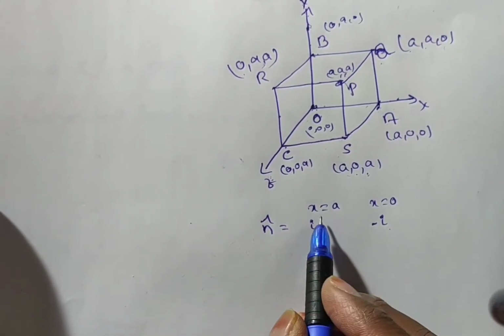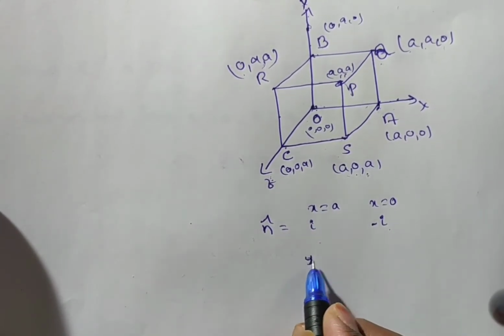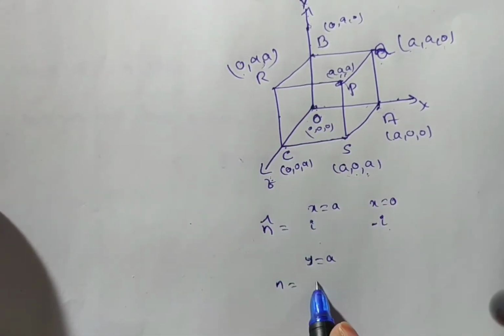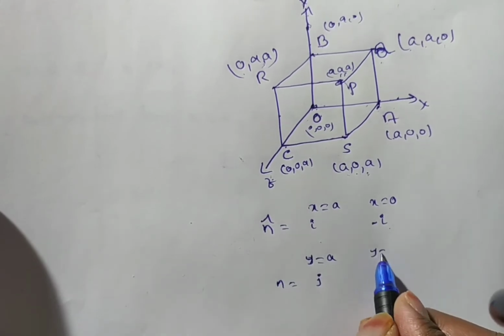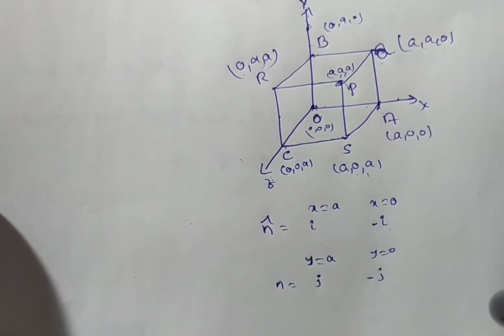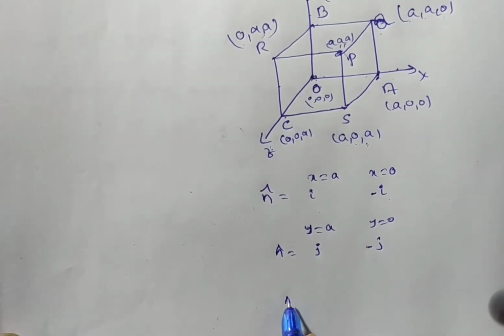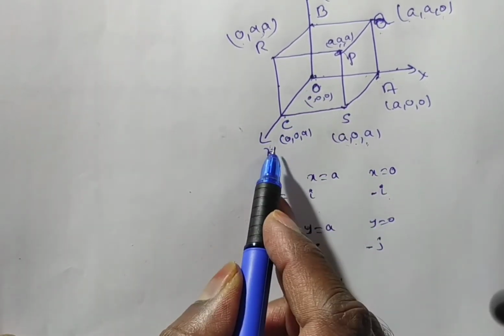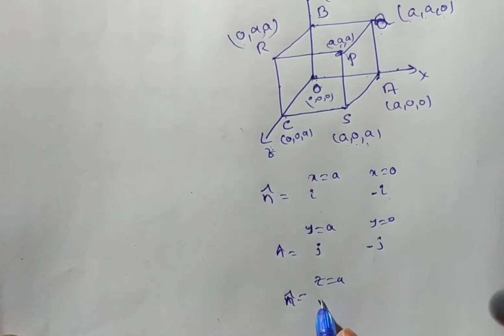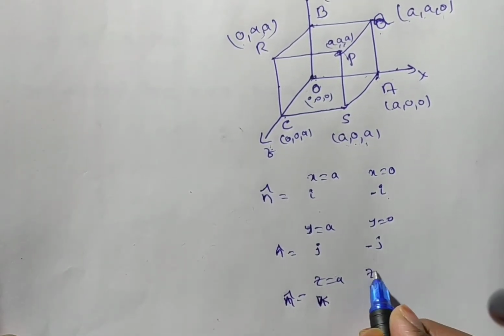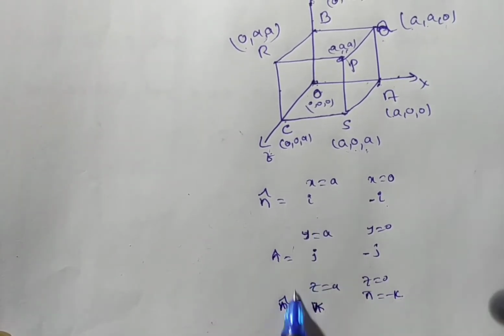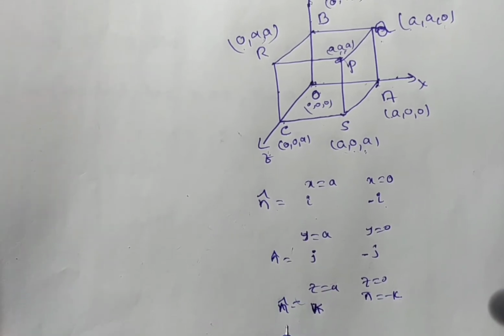Now at y equal to a, n bar is along the y-axis, so j, and at y equal to 0 this will be minus j. Next, the unit normal vector at z equal to a, n bar is equal to k. Next, at z equal to 0, n bar is equal to minus k. That's it. Is it clear for now? N bars are all clear for everyone?